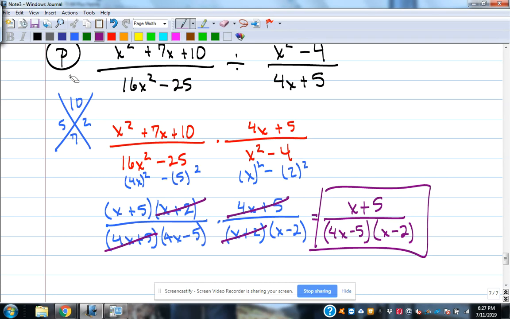Flip the second one. Always flip the second one. First one stays the same. Always flip the second one. Okay? So factoring is the name of the game.